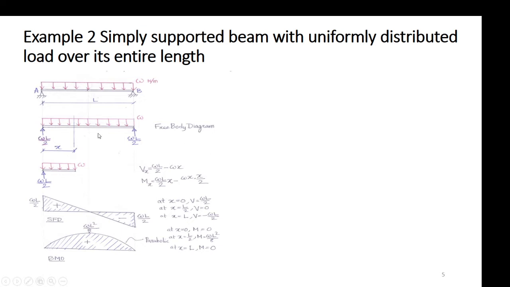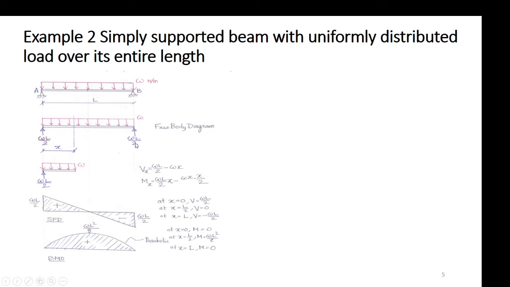As you understand, this is the intensity of load, omega. So the total load will be omega L, and the reactions will be omega L by 2 and omega L by 2. So the free body diagram will consist of the active load and the reactions. I'm not going to explain how you have to draw this, and you practice it alone.